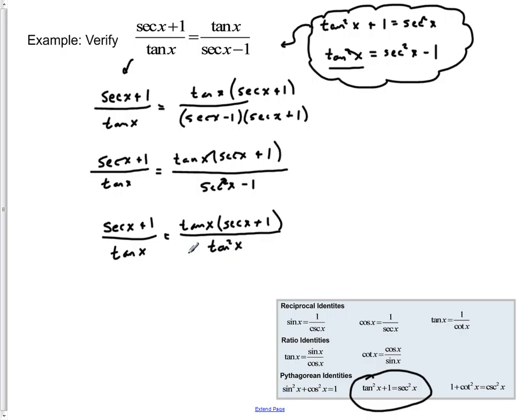And since there's a common factor of tangent of x in the numerator and denominator, I can cancel one of them out, and lo and behold, I have secant of x plus 1 over tangent of x on the left equal to, by this arrangement, secant of x plus 1 over tangent of x, which is exactly what we meant to demonstrate. So QED. We're done.